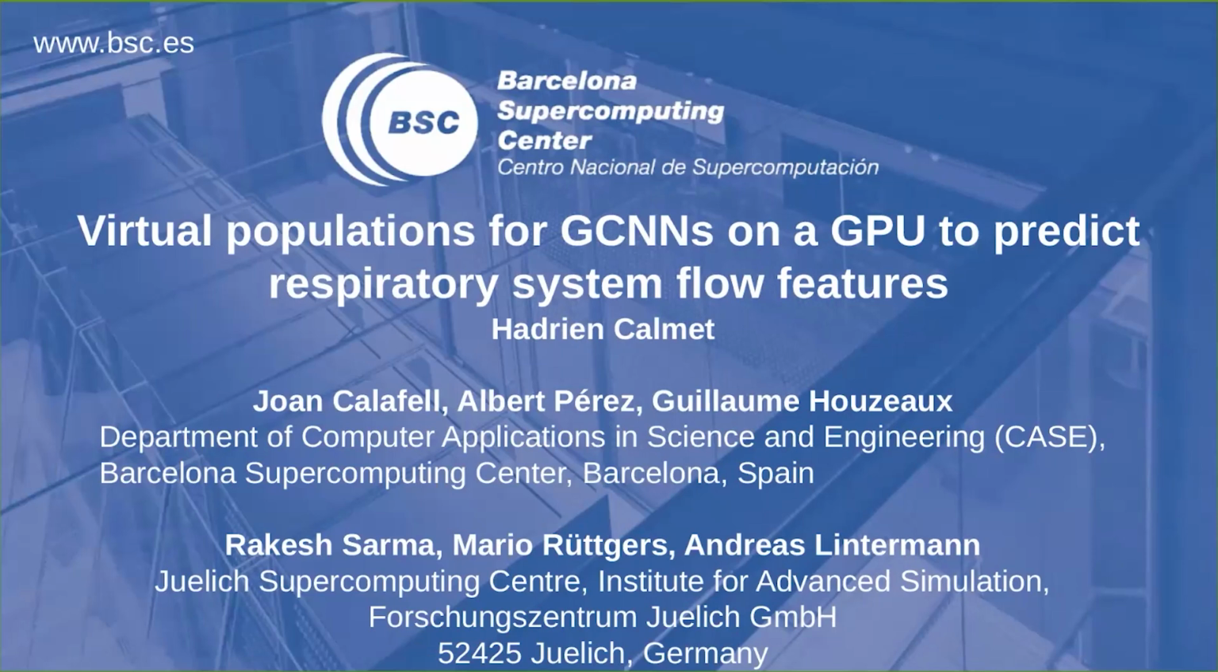So my name is Hadrien Calmet, and today my talk will be about the virtual population for the GCNN on the GPU to predict the respiratory system and flow features. I do this work with some colleagues of the Barcelona Supercomputing Center, Joan Calafel, Albert Perez, and Guillaume Mousseau, and we do in collaboration with the Jülich Supercomputing Center, so Rakesh Sharma, Mario Rüdger, and Andrea Linterman.